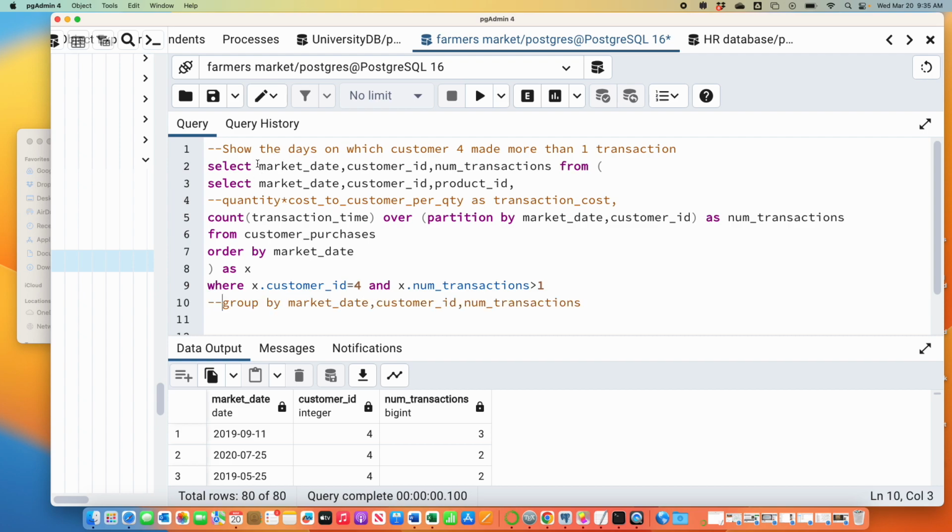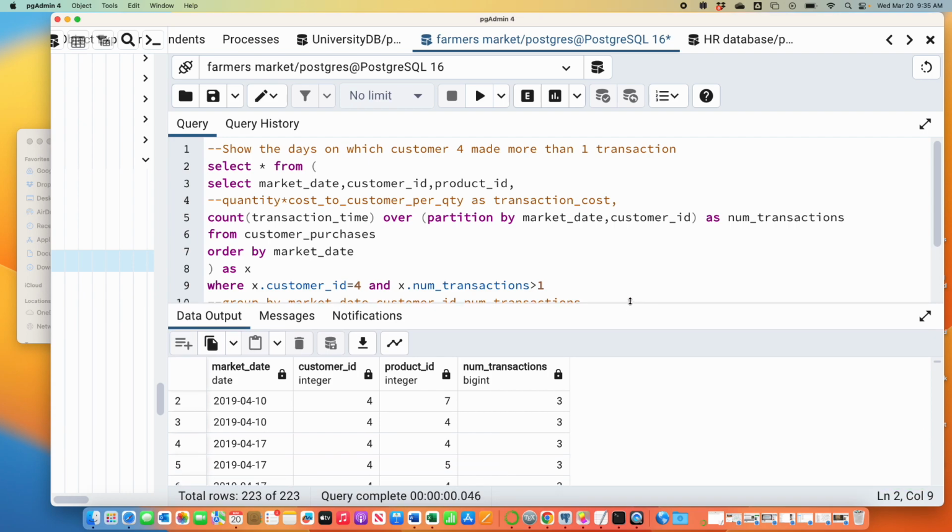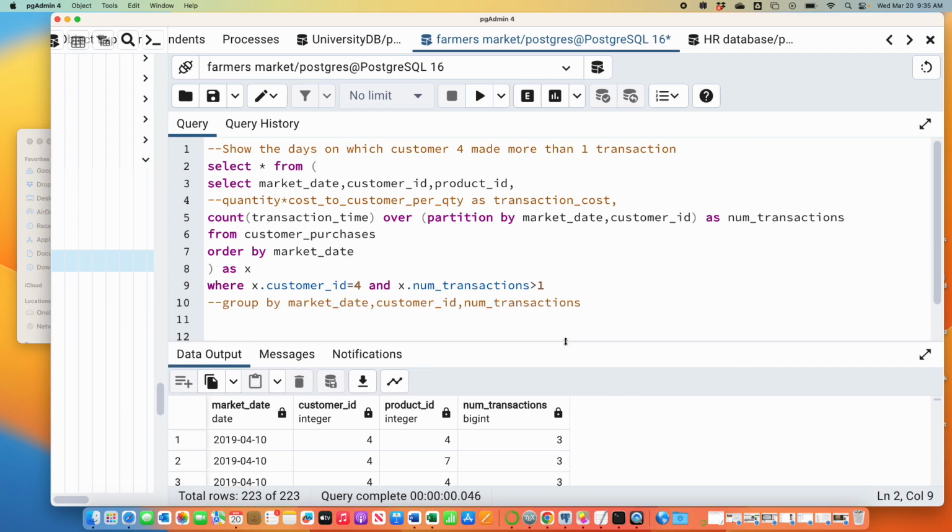Everybody see the difference? If I take that group by out and do that again, it's showing me every single purchase this person made, and maybe you want to see that. But if you put the group by in, it's just, oh, 3. Questions on that?